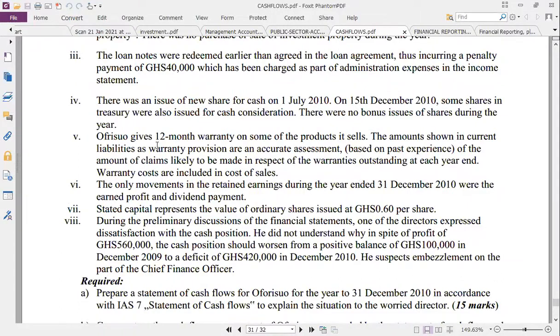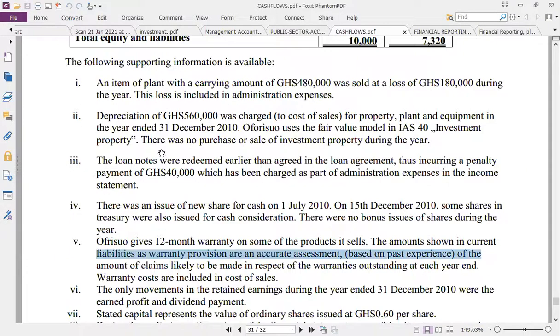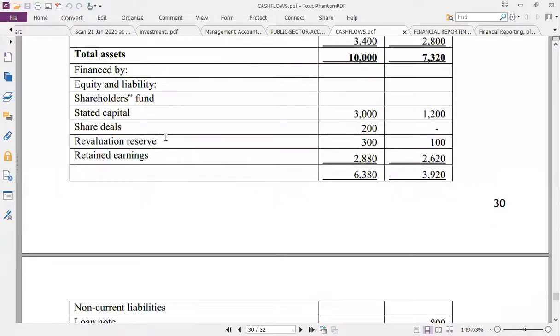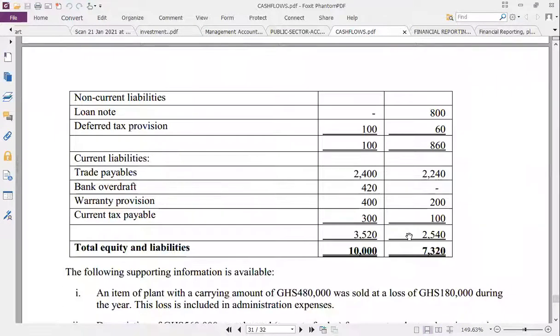The provision, the warranty provision. The warranty, just check the movement. That's all. Check the movement in warranty. Let's go to the provision. So warranty provision, it was 200. Now it has moved to 400. So meaning that it was increased by 200.